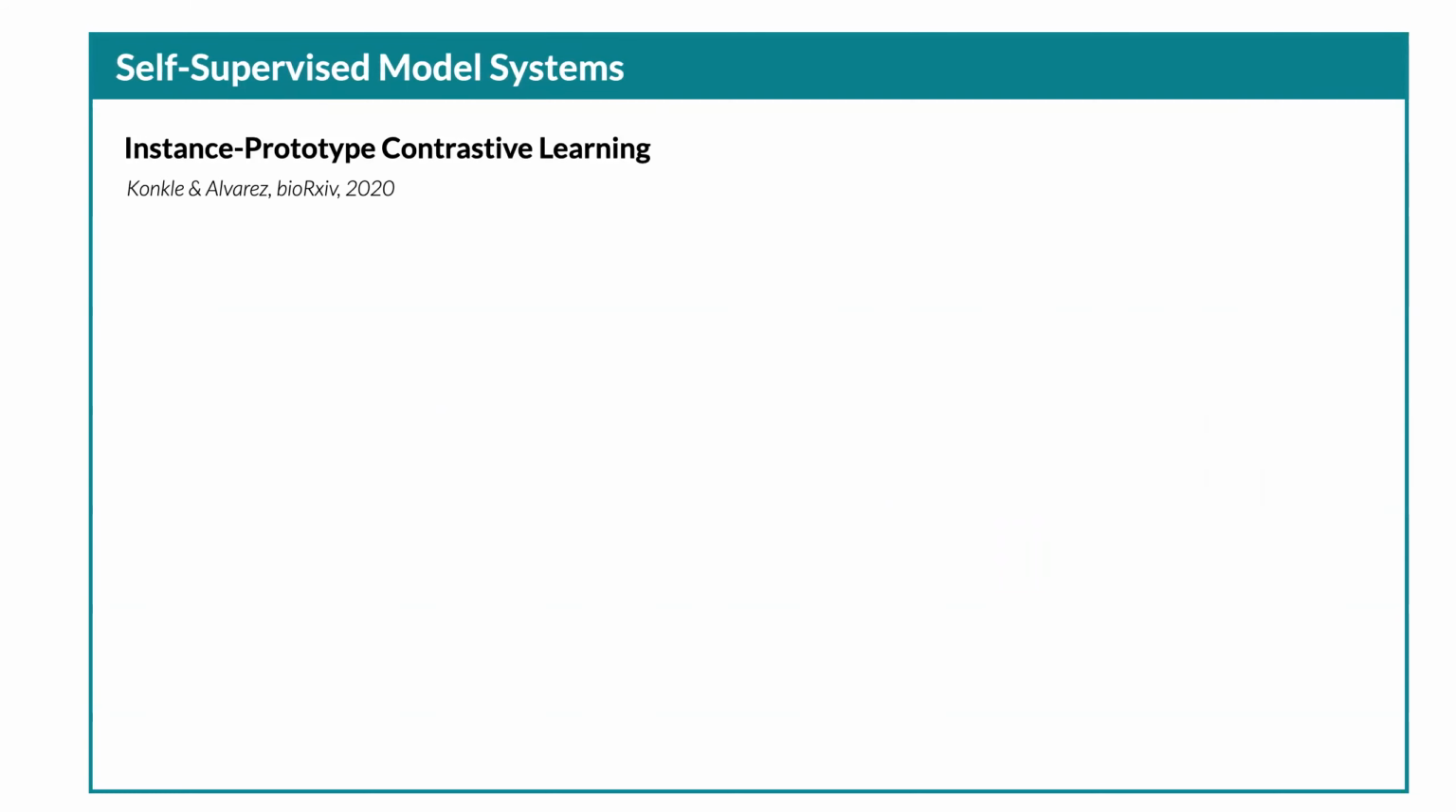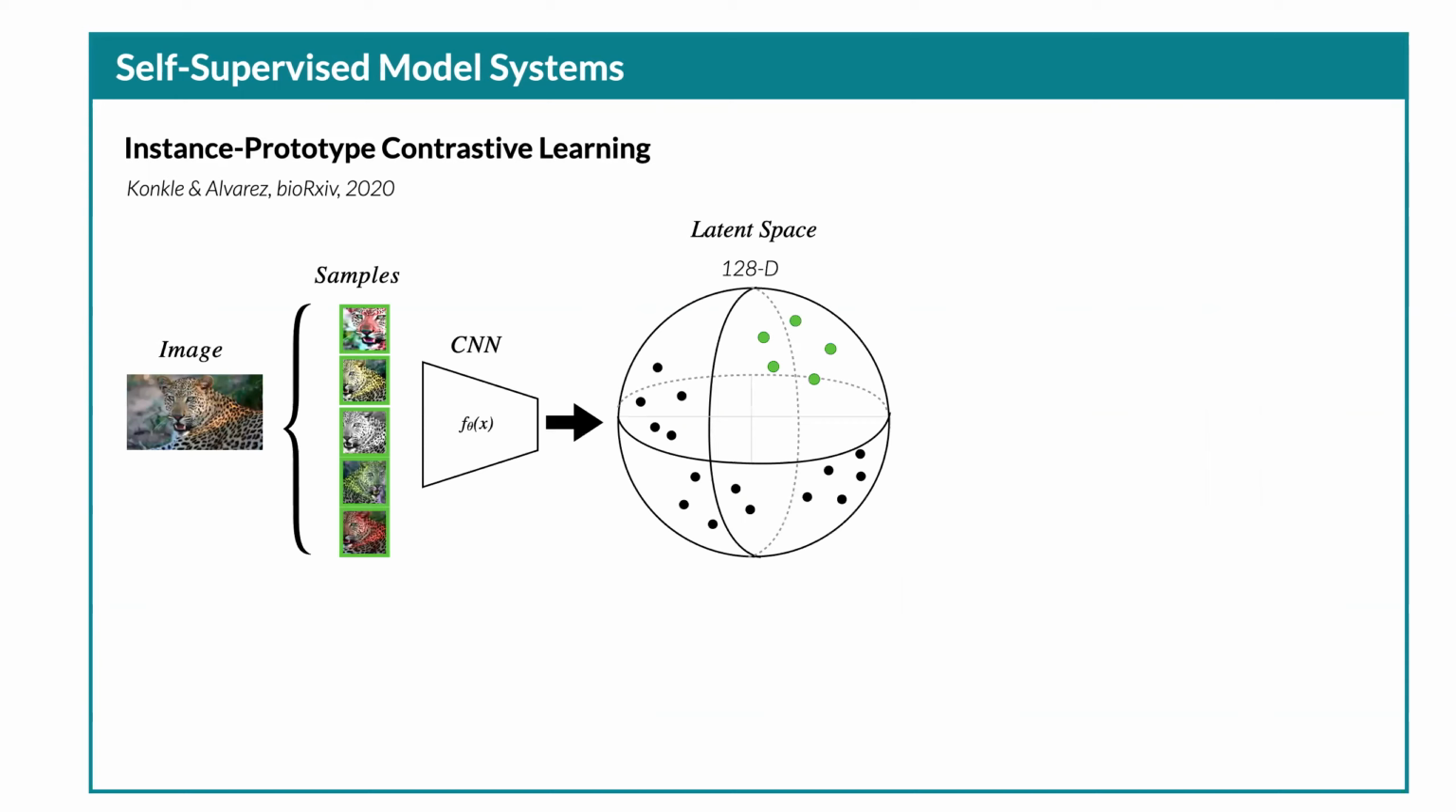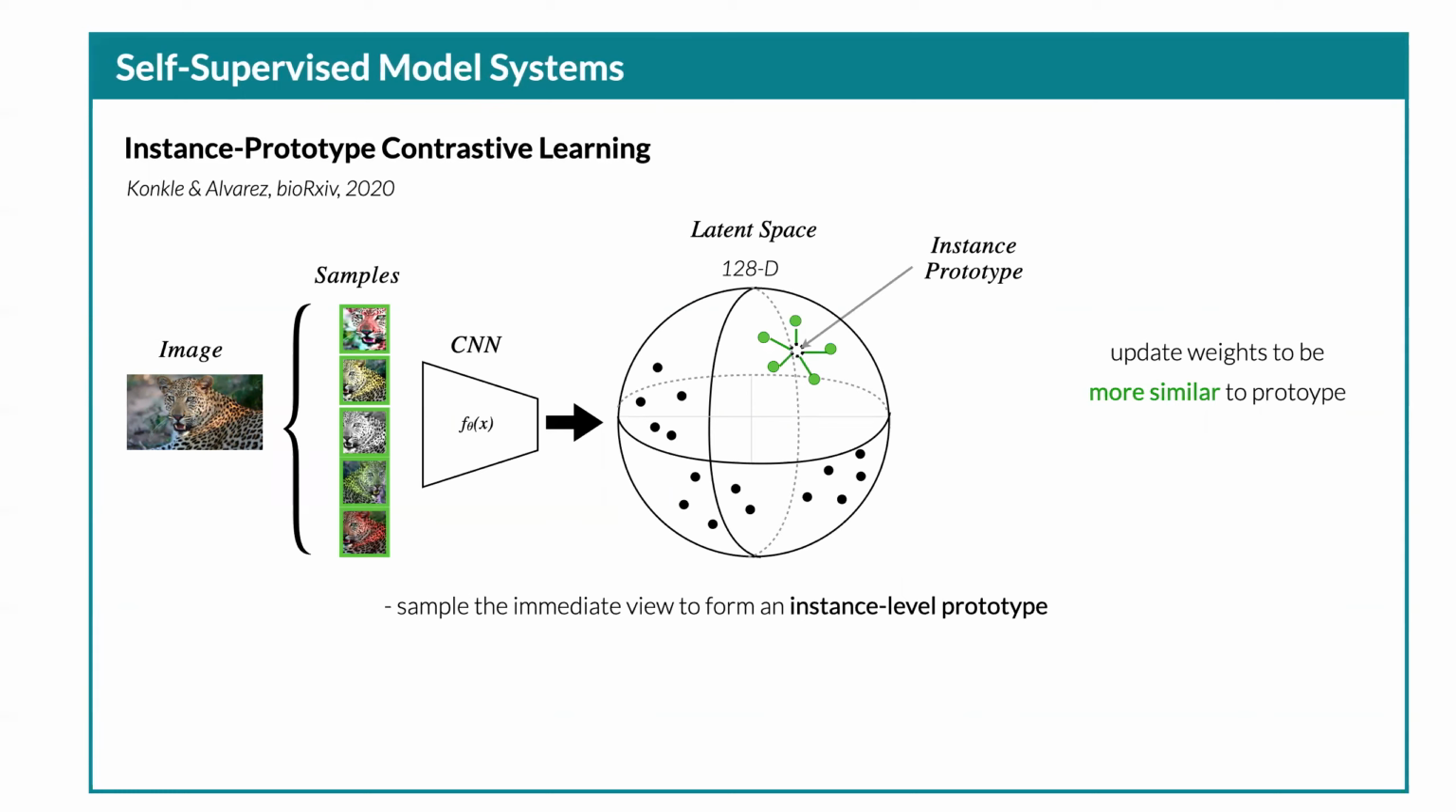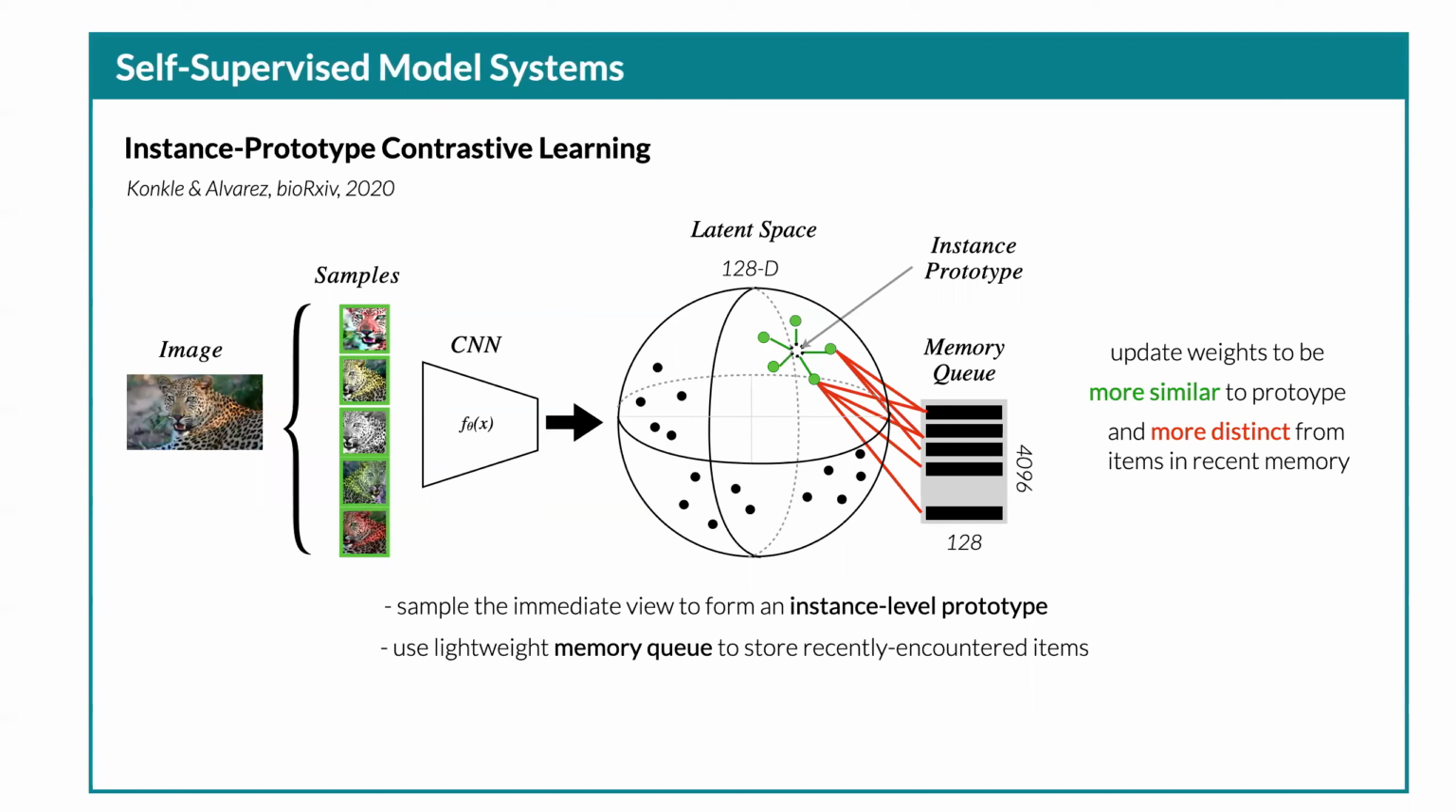So we developed instance prototype contrastive learning, or IPCL, and here's how it works. You take an image and now you sample from it. Here we did standard computer vision augmentations, but you can almost think of these as like eye movements over a current view. Pass these through a deep convolutional neural network and embed them in a 128-dimensional latent space. Now, how do we learn good structure here? We're going to use contrastive learning. So we're going to take each sample and try and move it towards the center, the average over augmentations. That's the instance prototype. And we're trying to move it away from the items that have been experienced in recent memory, implemented with a lightweight memory queue of the past few thousand items. And interestingly, this latent space also showed emergent categorization capacity as good as Wu's net.